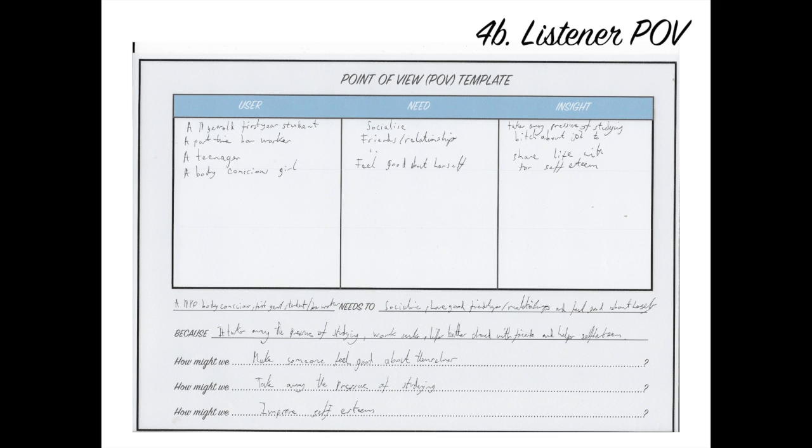Even though it's a little bit convoluted, we then try and form one sentence out of these needs, and then we ask, how might we questions. So how might we make someone feel good about themselves with our music, for instance?